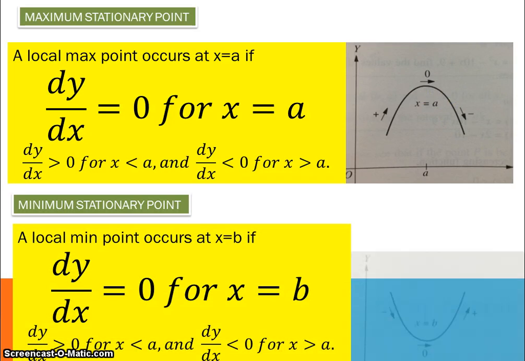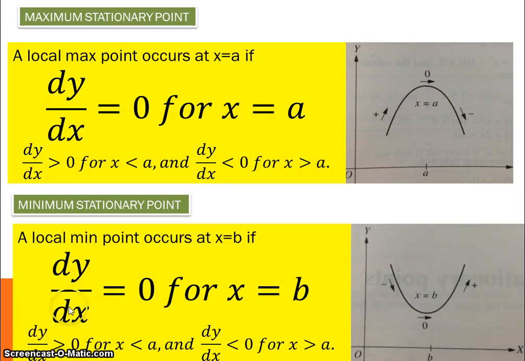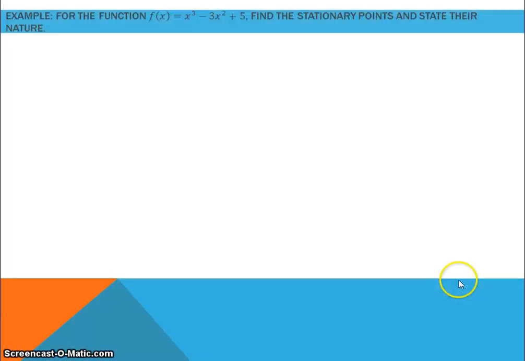For minimum stationary points, once again we just find the derivative dy by dx, equate it to 0 and solve for x to get the x coordinate where the minimum occurs, and once again use a table of test values to show that the function is decreasing on the left and increasing on the right of the turning points. Let's look at one example.